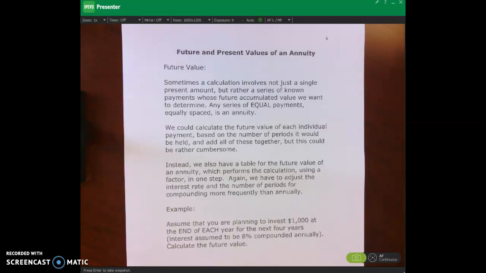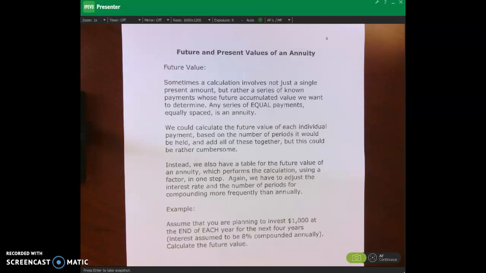Hello and welcome. In this lecture video, I'll be discussing present value and future value of annuities. So what we talked about in the other lecture videos were single amounts. If I put $1,000 into the bank, and only $1,000 one time, how much is that worth at the end of 3 years or 4 years at 10%?